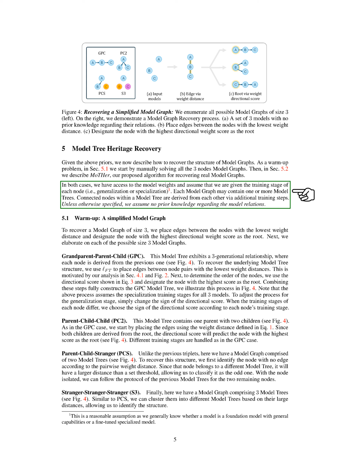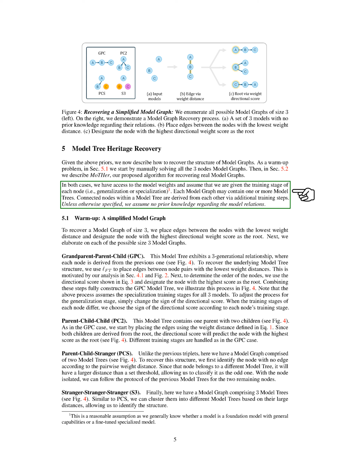The parent-child-stranger (PCS) model graph consists of 2 model trees, where we identify the odd node based on weight distances and then follow similar steps as before for the remaining nodes. Lastly, the stranger S3 model graph includes 3 separate model trees, which we distinguish based on their distances.